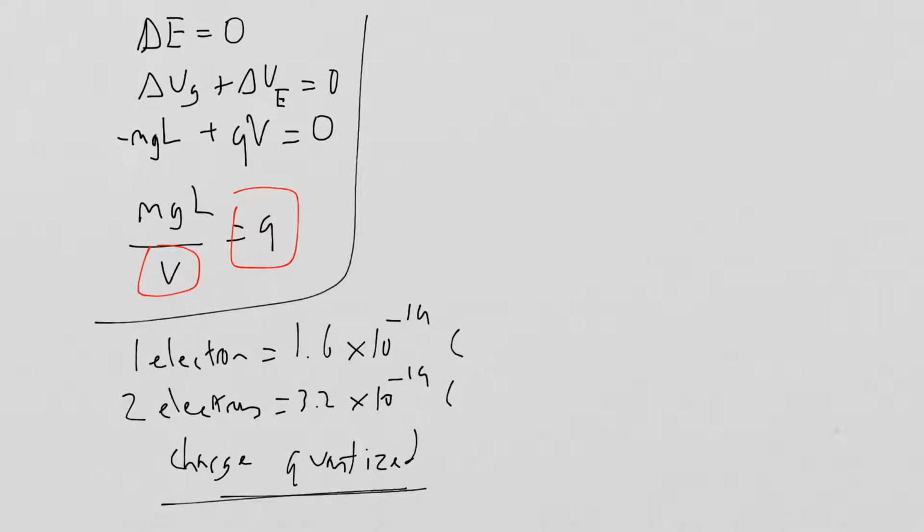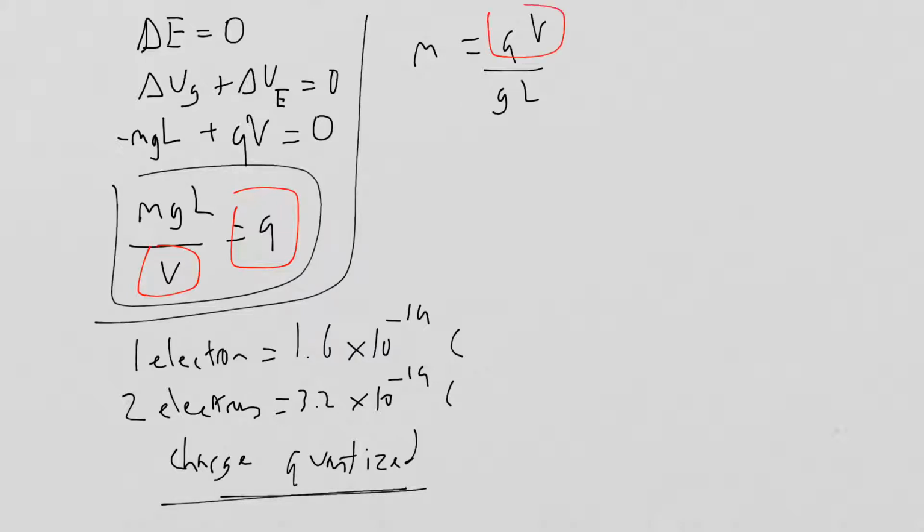That's part B. So now, part C, just plug in some numbers. We know the value of L, and we want to calculate the mass. We have to take this relationship and rearrange it a bit differently. So M equals QV over GL. So we need values for V and Q. We know L and we know G. And so these have to come from the graph, Q and V.